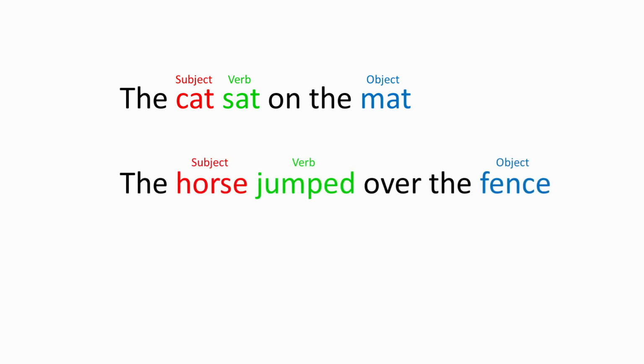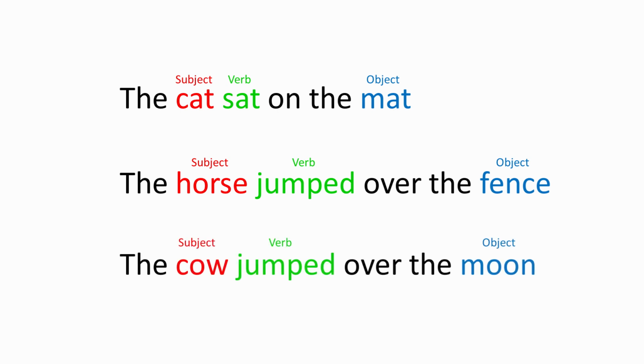This sentence is grammatically correct too, because it has the same valid structure as the first one. And so is this. Without context, this last sentence might seem rather silly. But who's to say that a cow can't jump over the moon? It conforms to a grammatical rule which doesn't concern itself with context and meaning.